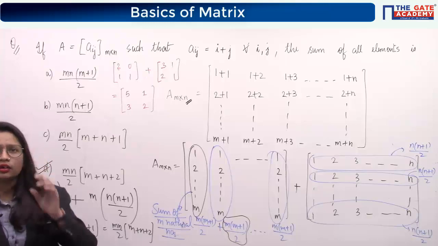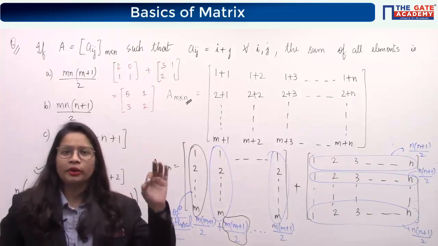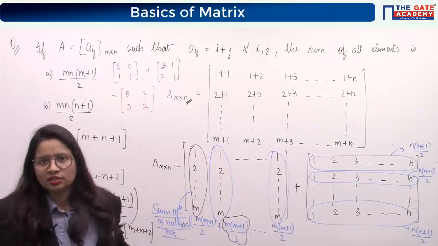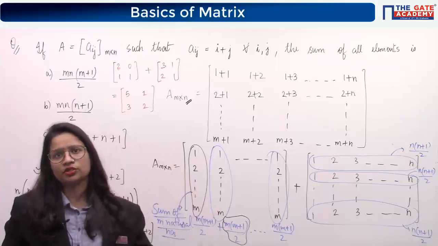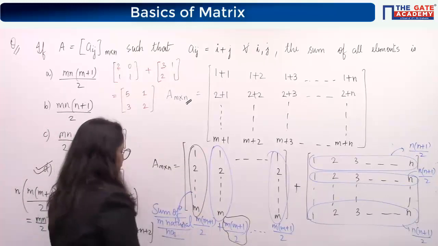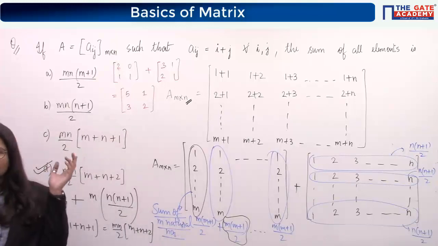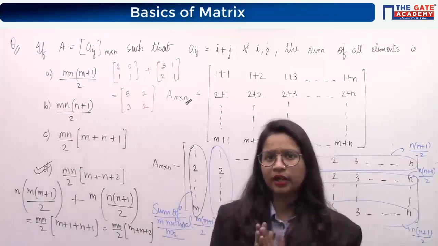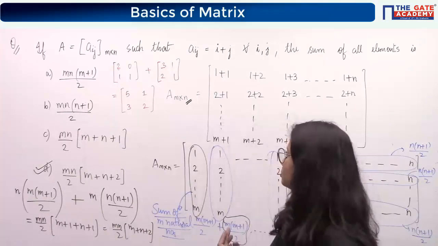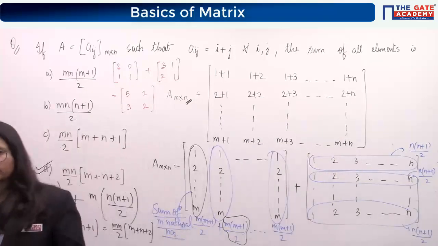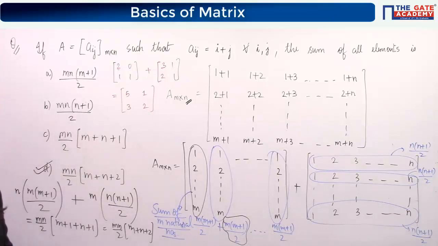Just by comparing. That is one of the most useful methods in GATE, by comparing or by verification or by just checking the options. Just substitute a particular value of m and n and you can solve this. I was showing you this method and formula for the sum of natural numbers, but if this question comes in the GATE exam, you should assume some value of m and n and directly substitute the value here and you will get the answer. No issues. That is the smartest way. Any doubt or should we move on?